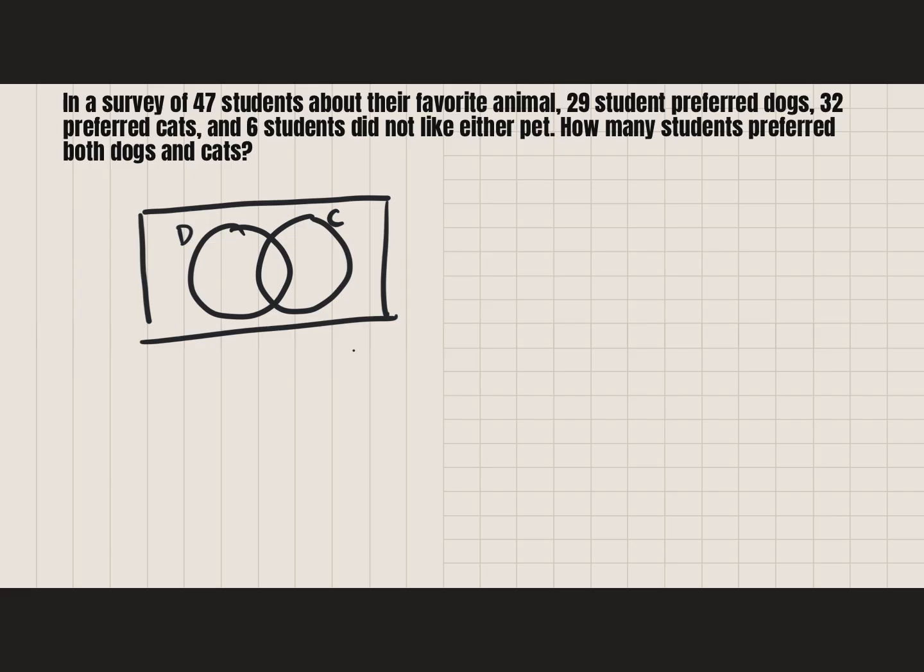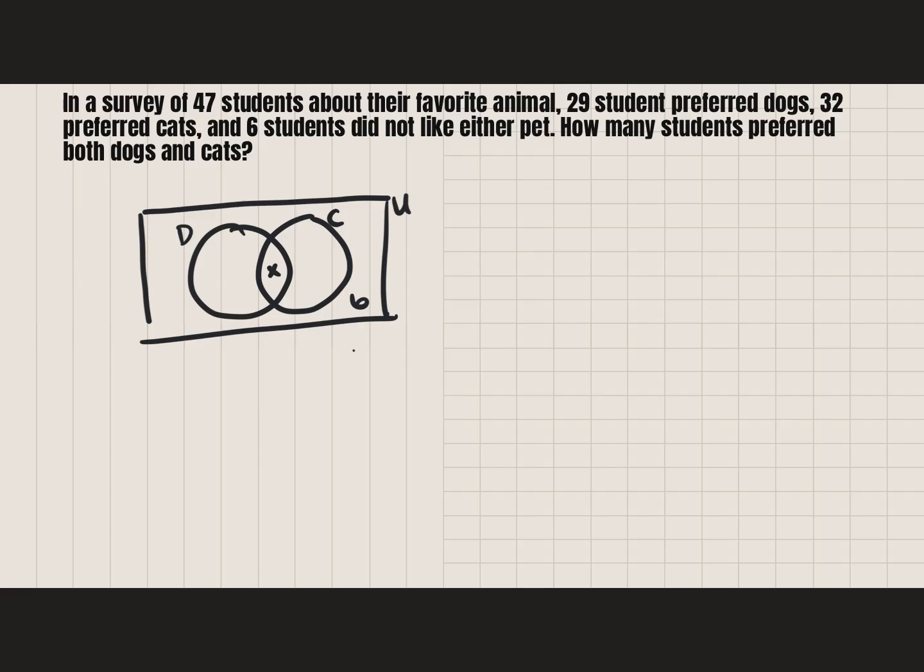The issue is I know there's some overlap, because like we did in the problem earlier, if I add 29 and 32, I'm going to get 61 students. The issue is only 47 were surveyed, so I know that there's some overlap between dog lovers and cat lovers. So we're going to have to figure out how to find that middle. I know there's some amount in that middle that I can't be too sure about, so I'm going to put an X there in the middle. I know there are 6 students that don't like either pet, so I'm just going to go ahead and put that on the outside, and I really should label my whole sample space U.